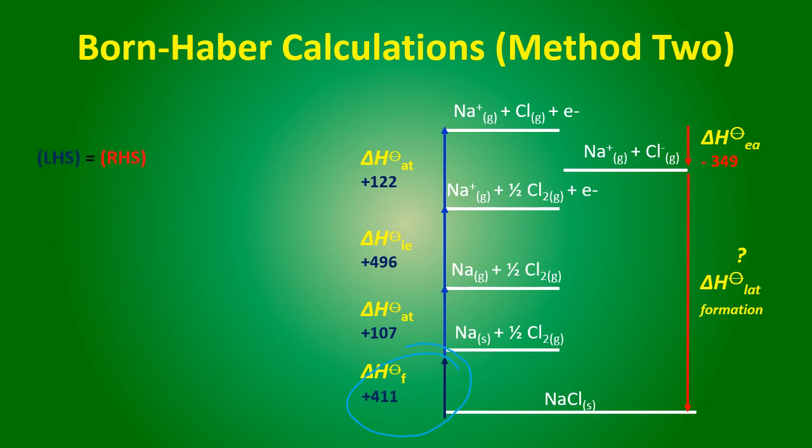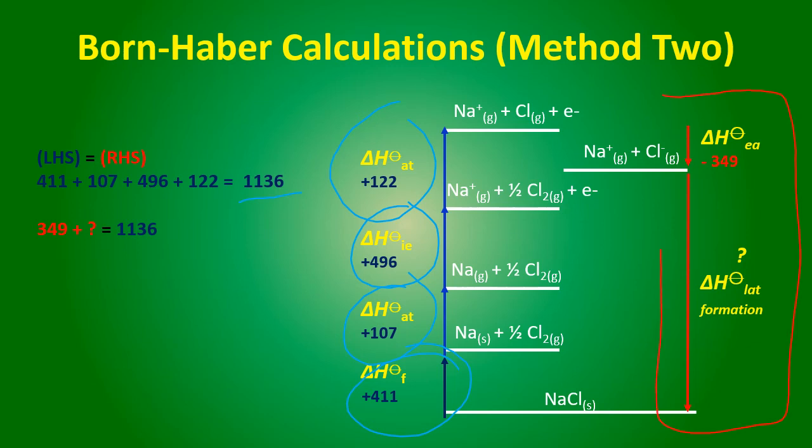And then I just add up everything on the left hand side with the understanding that it's going to be equal to the right hand side. So if I add all of these things up, 122, 496, 107 and 411, I come out with 1136. And I know that 1136 is going to be equal to the value of the figures on the right hand side. So we've got 349 plus our unknown is equal to 1136. It's a simple rearranging task, where we've got 1136 minus 349 is 787.